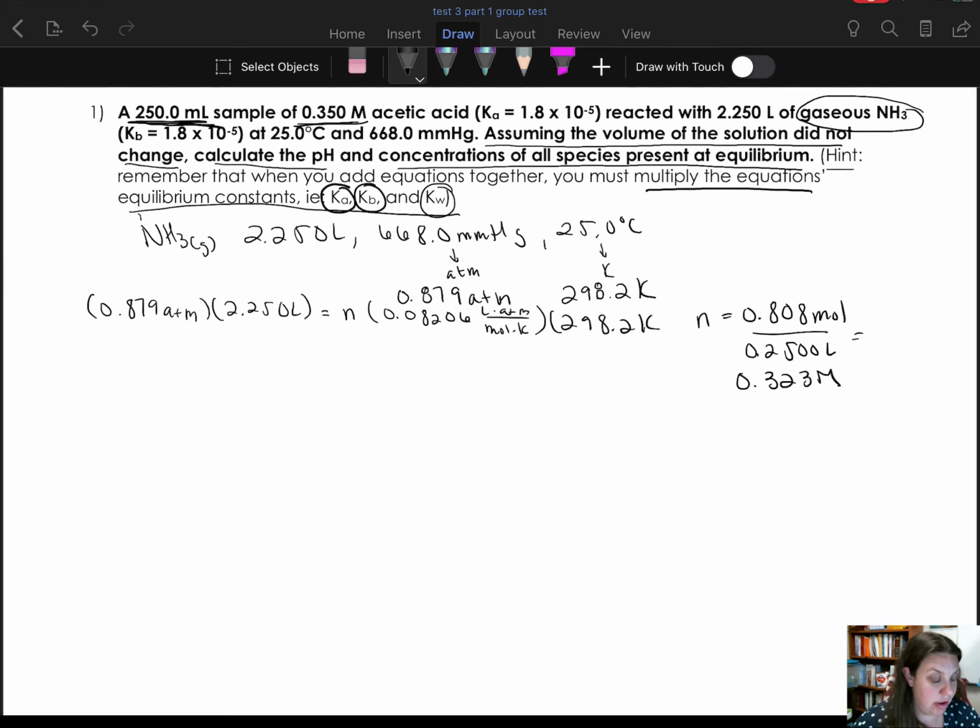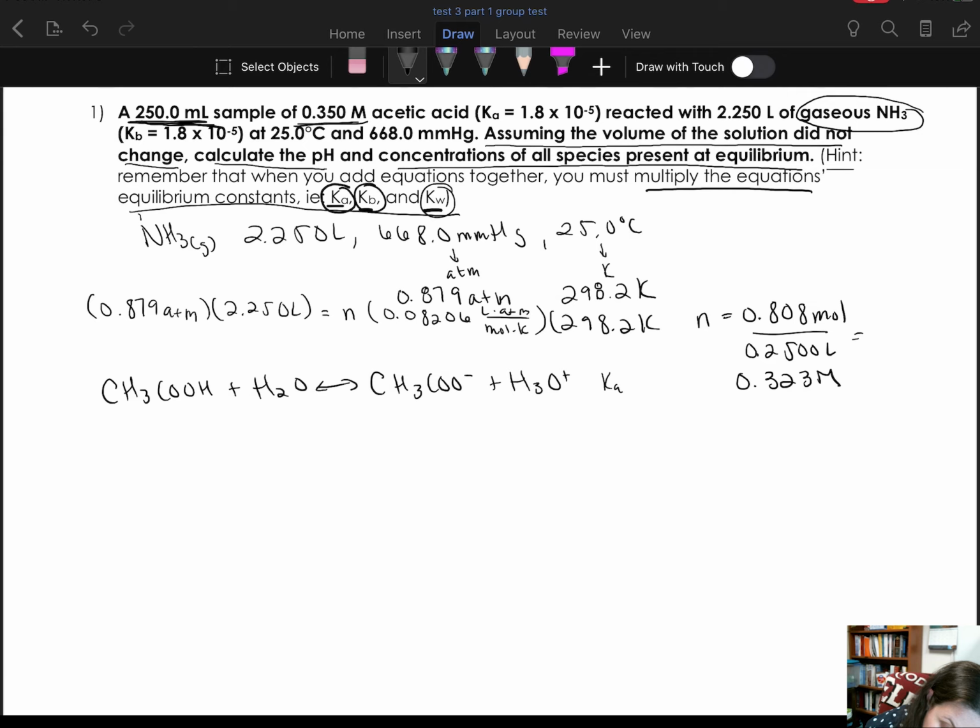Okay, so we need to come up with the equilibrium expression that includes acetic acid and ammonia, and we need to use our Ka, our Kb, and our Kw. So let's start out by writing out our Ka and Kb expressions. So acetic acid, CH3COOH, reacts with water to produce our acetate ion and hydronium. That has a Ka associated with it of 1.8 times 10 to the negative 5.